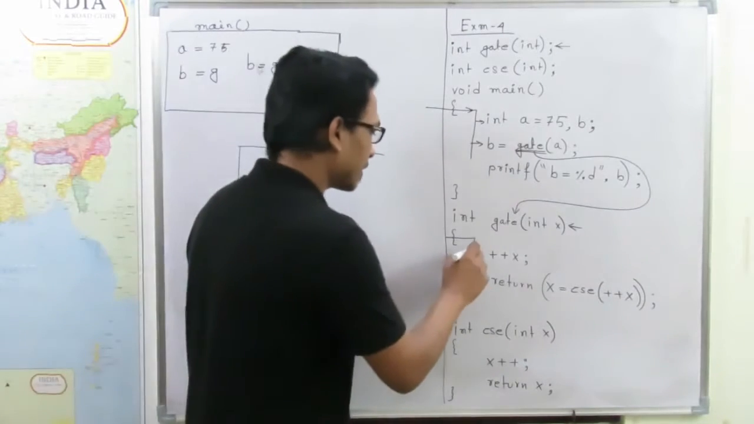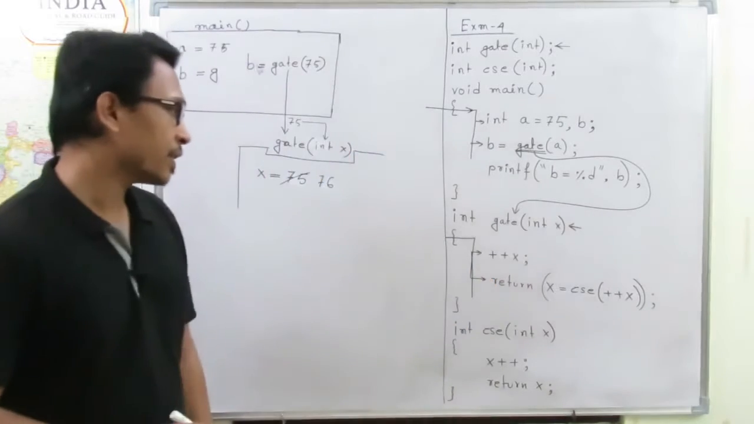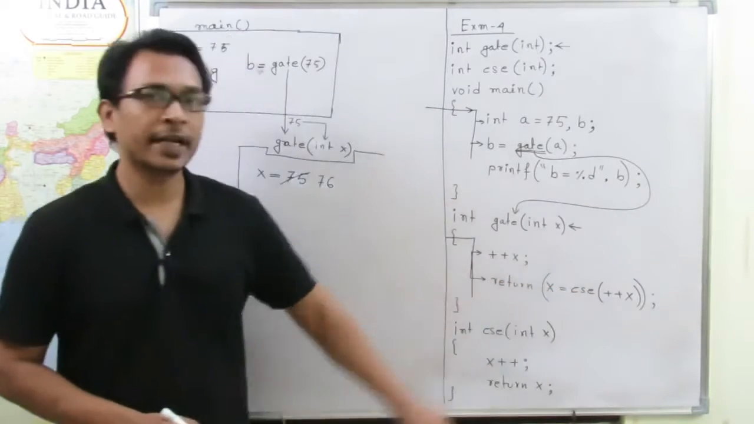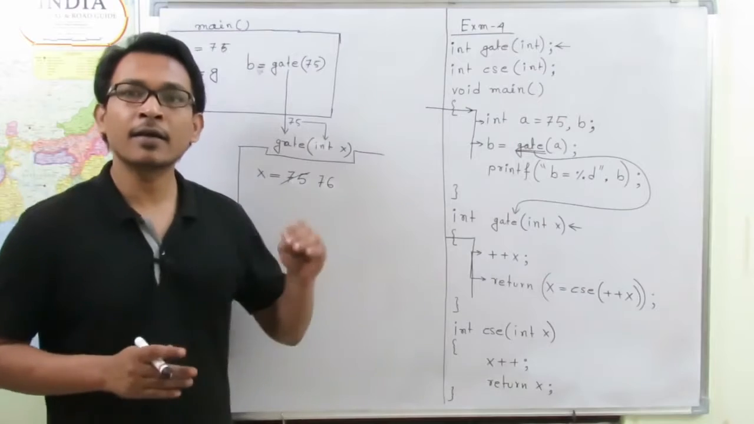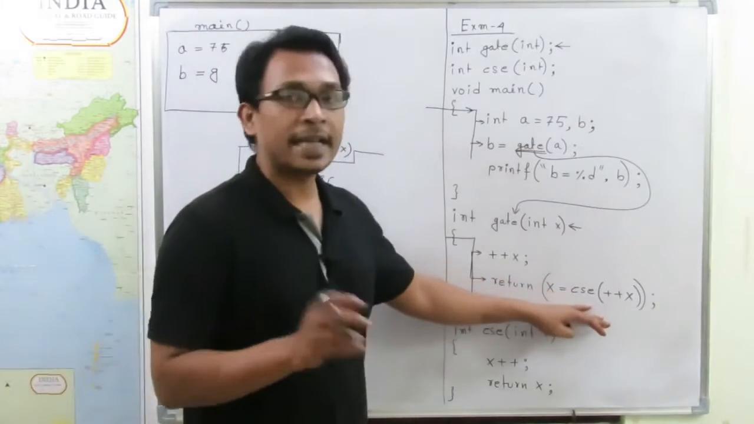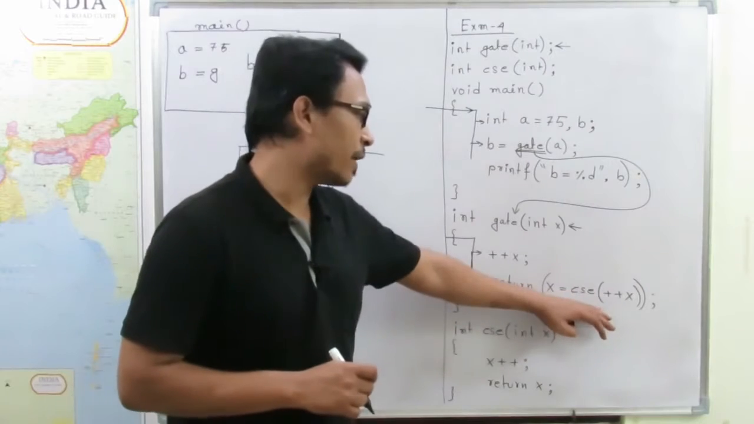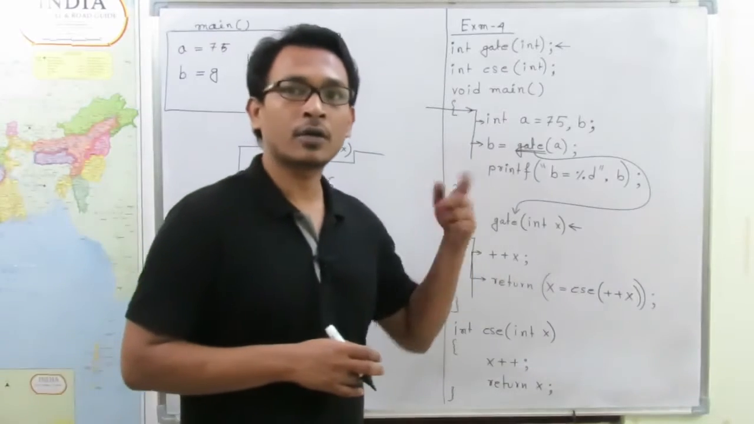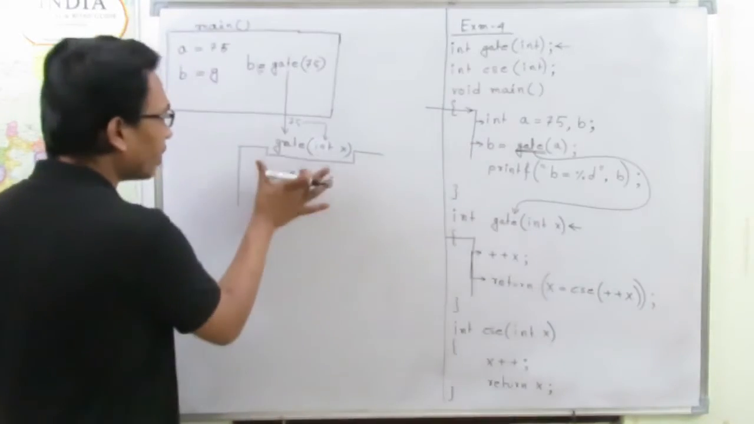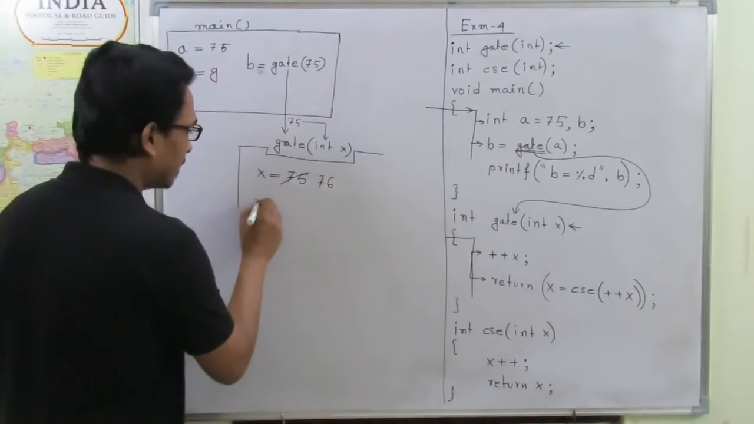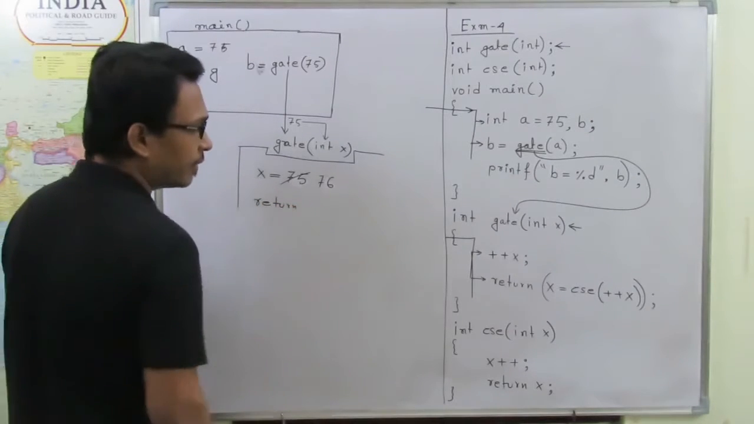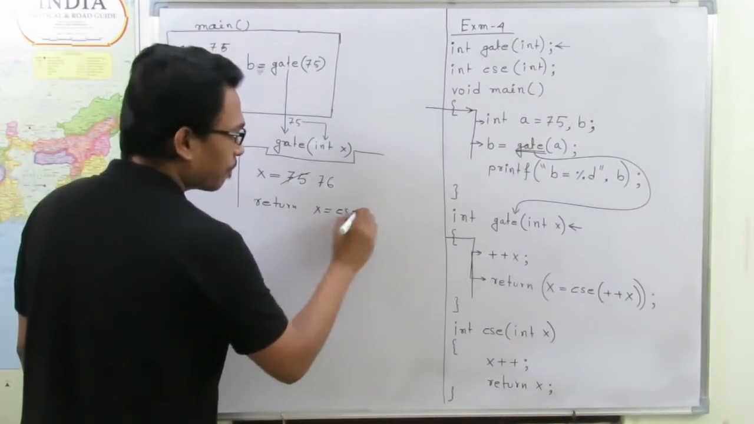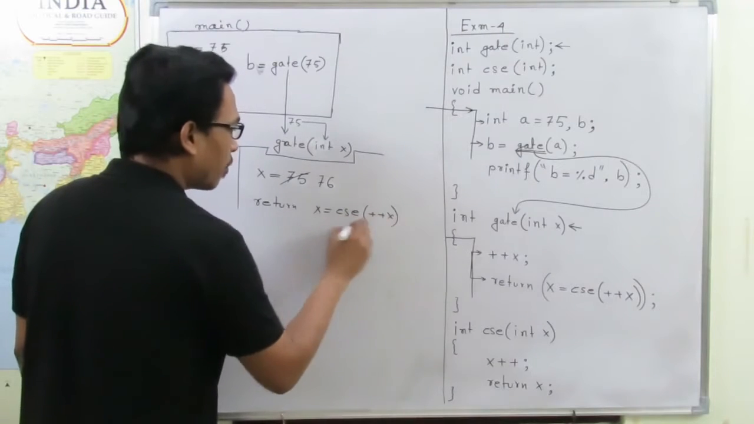Now the next instruction inside the get function is a return statement, but inside the return statement the value is not specified directly. It is given an expression. That means the system first evaluates this particular expression, and after that whatever value it gets, that value will be returned to the calling function. Clear? So in this get function the next instruction is return, and then one expression, x equal to CSE(++x) plus x. Now what happened?